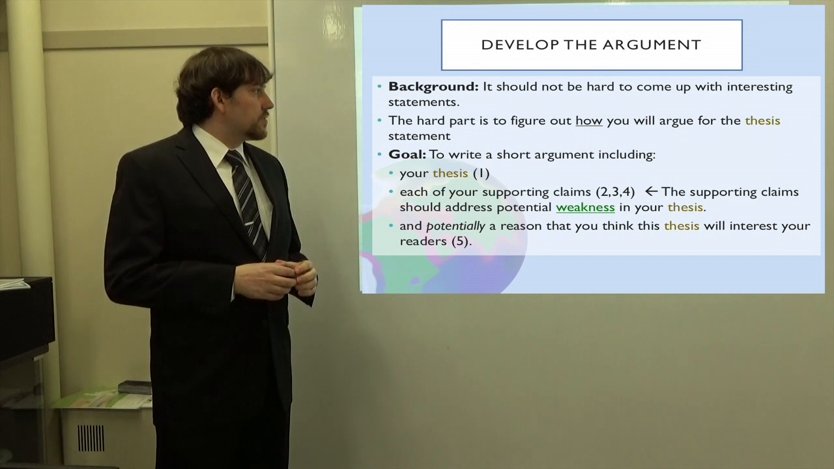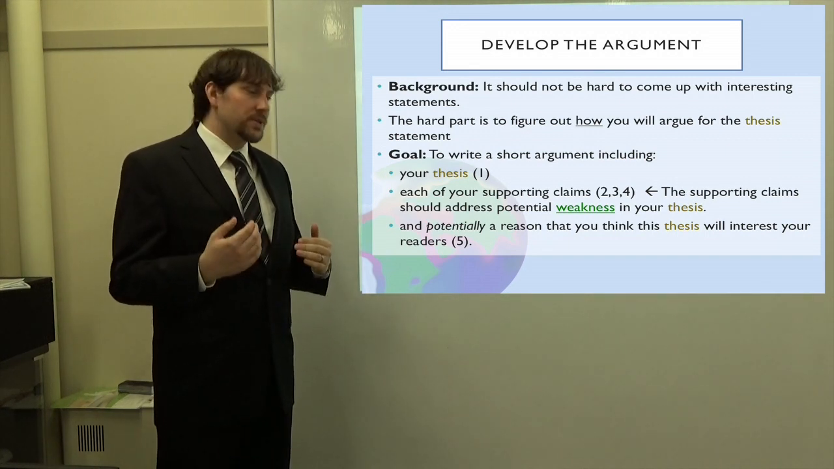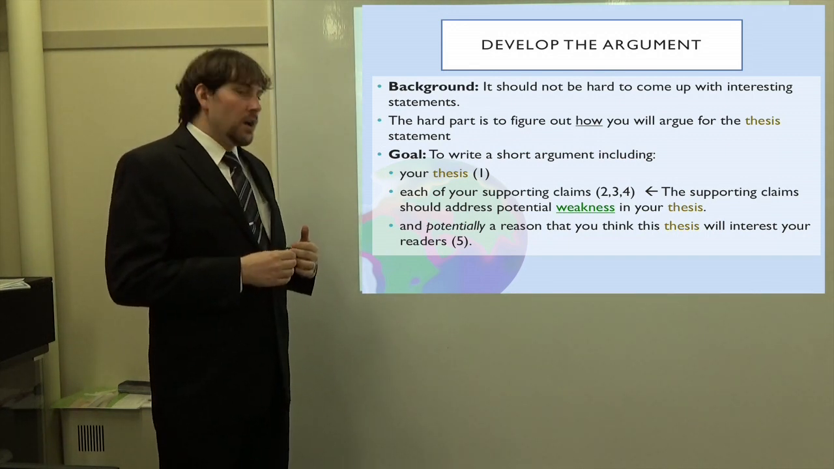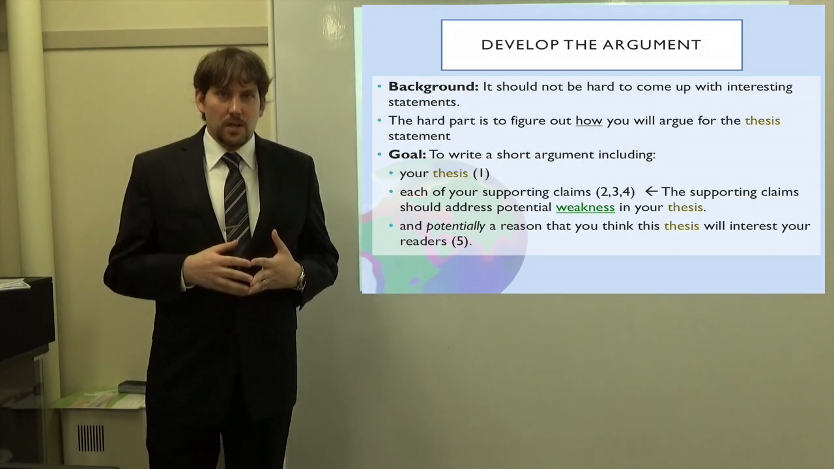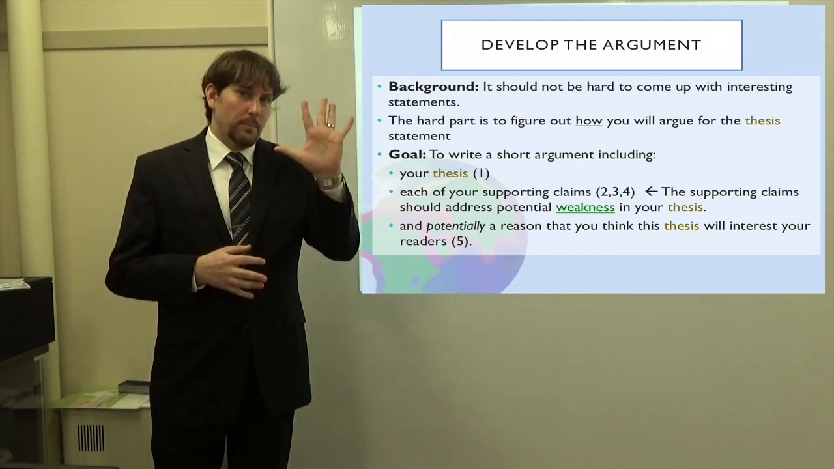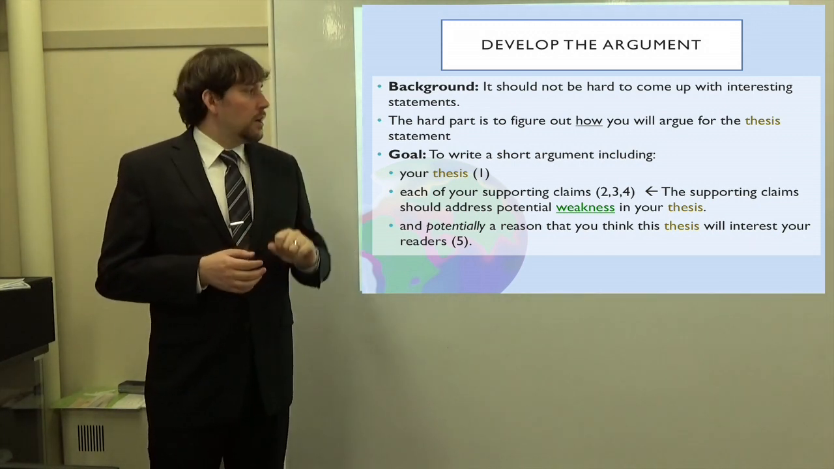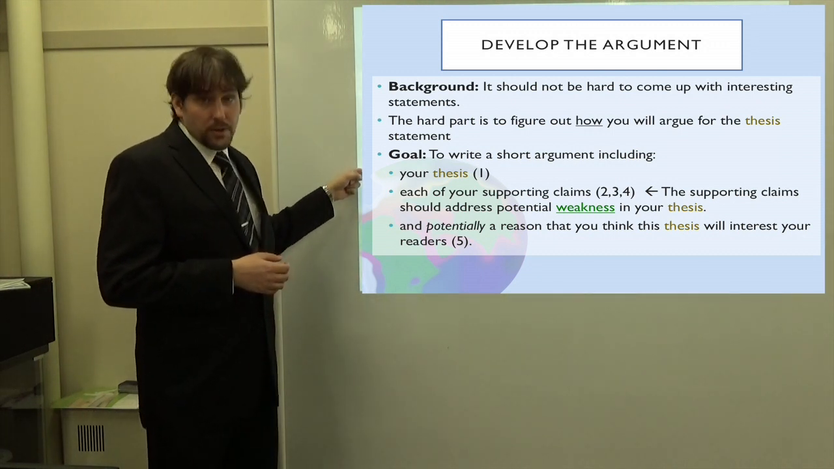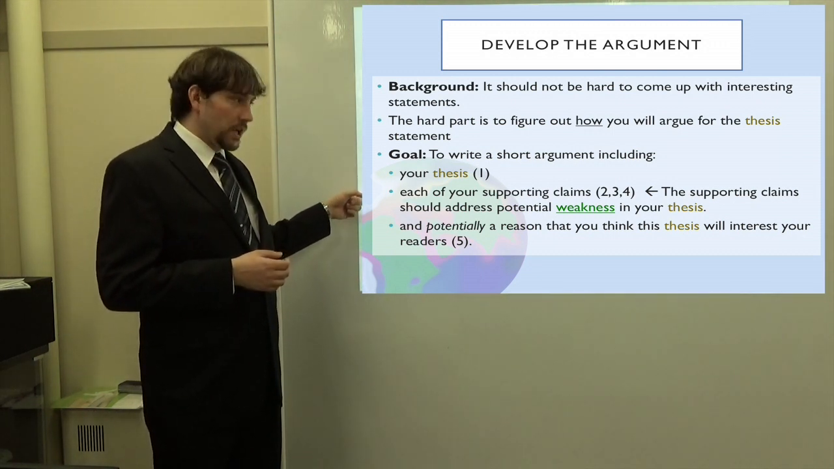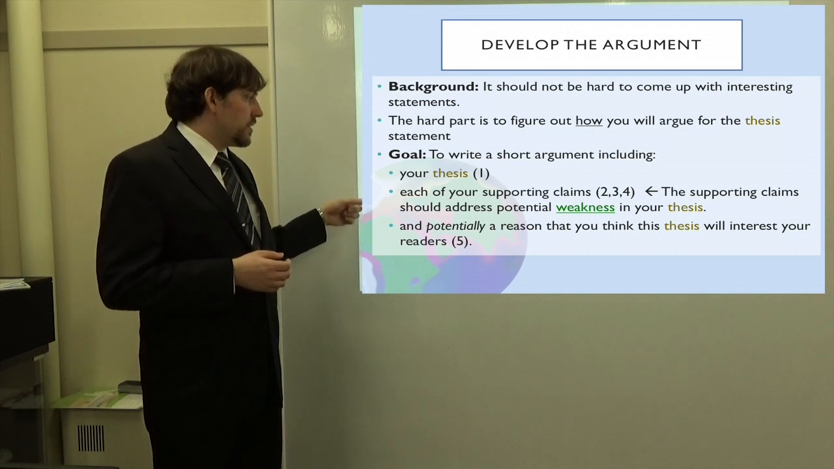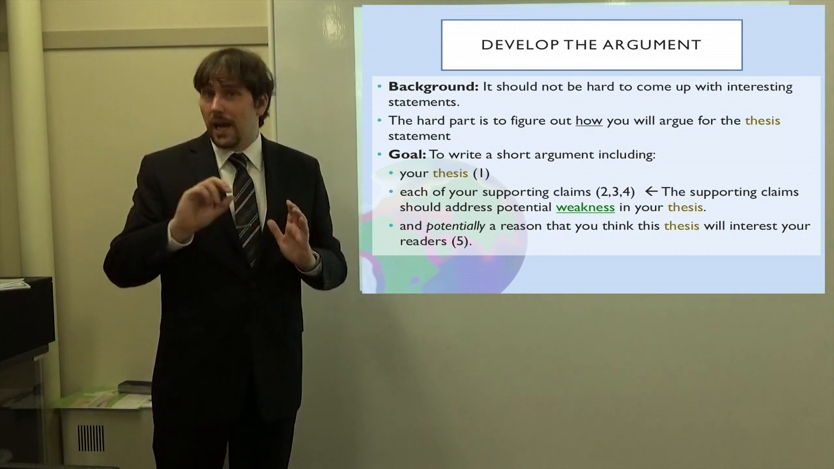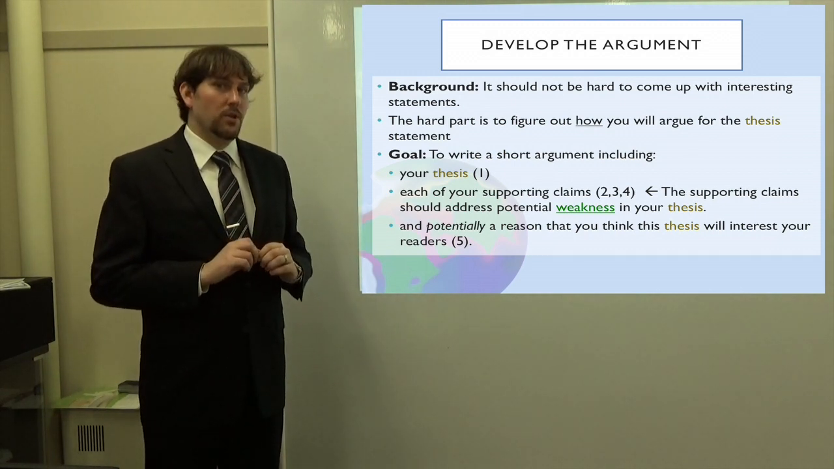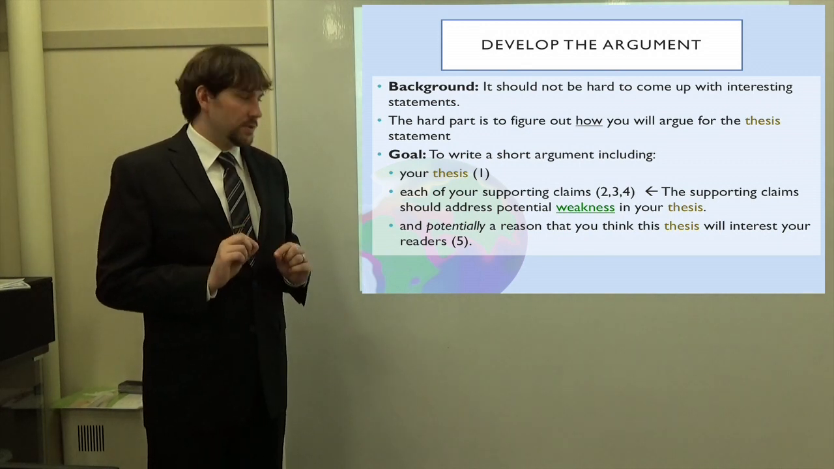The hard part is to show how you will argue for the thesis statement with these things. On the most basic level, we have a 5-point pattern in Western writing. And that 5-point pattern is this. You have a thesis, you have supporting claims, and these supporting claims are things to answer weaknesses that people might think of for your thesis.